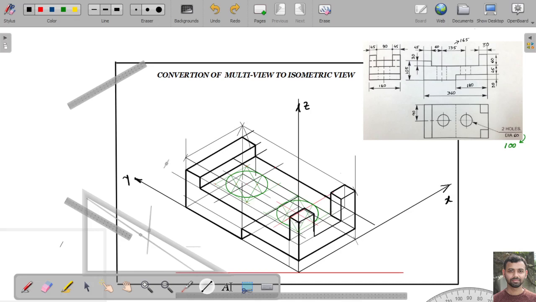Okay, so you all have to follow these steps to draw an isometric view. Okay, so that's all for this lecture.